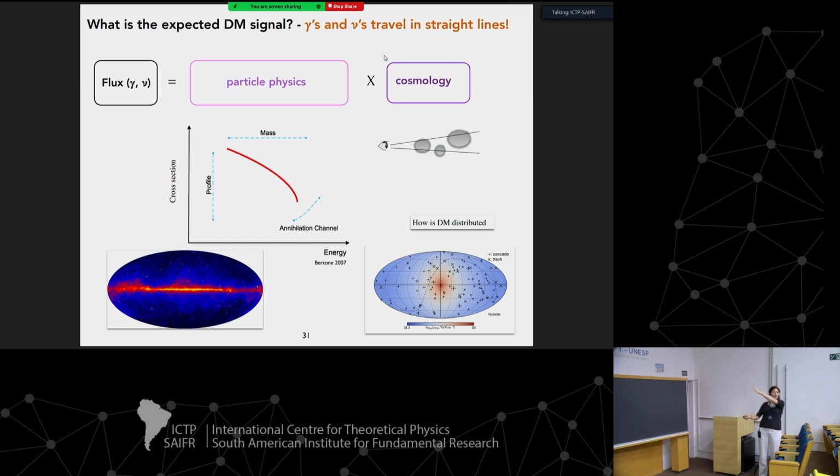You know where your messenger came from, and therefore your flux depends on cosmology, in a sense, like how much dark matter you have along your line of sight. I will tell you more about this later. It also depends on particle physics. Particle physics will determine the shape, the spectra of gamma rays and neutrinos that you expect.